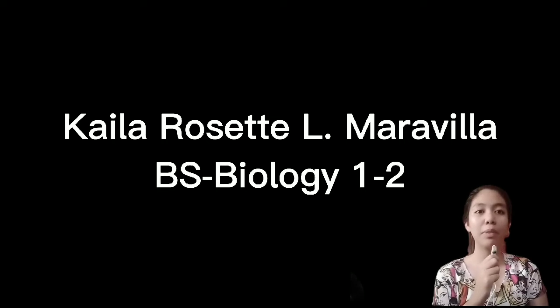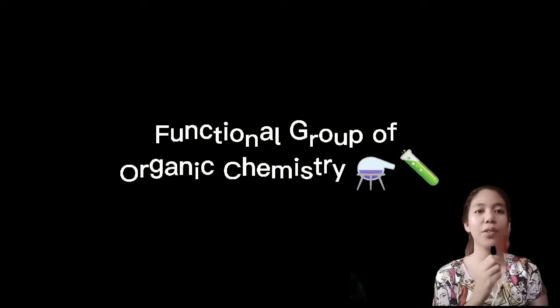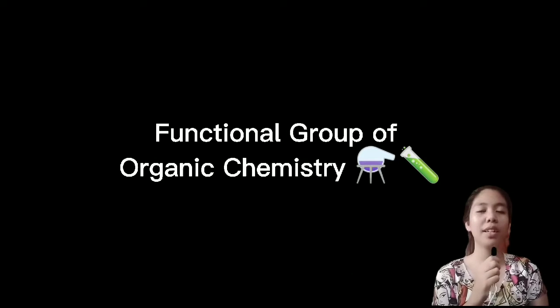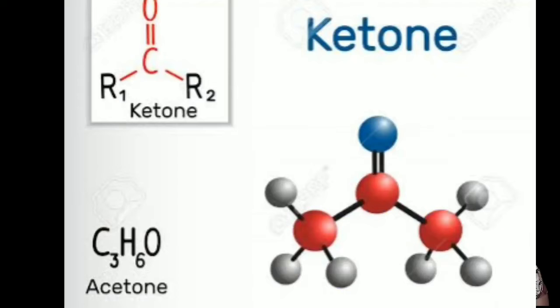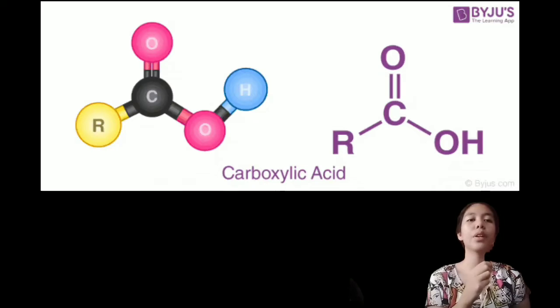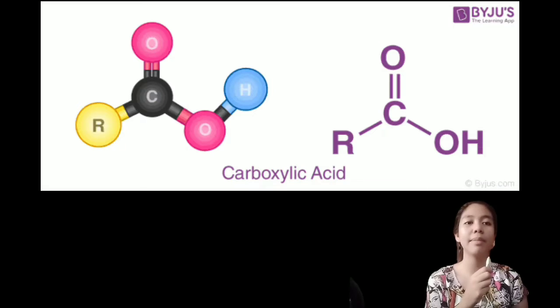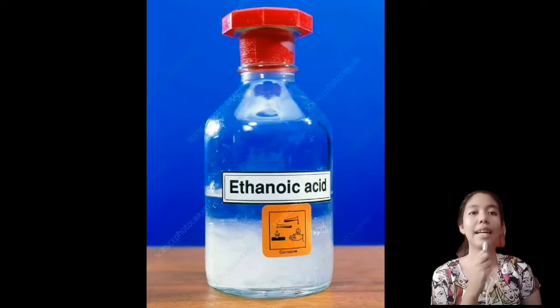For now, I will be showing to you the IUPAC names and structures of two functional groups in organic chemistry, which are the carboxylic acid and ketones. Starting with the carboxylic acid, it is any of the class of organic compounds in which a carbon atom is bonded to an oxygen atom by a double bond and to a hydroxyl group by a single bond. The simplest example of it is ethanoic acid.